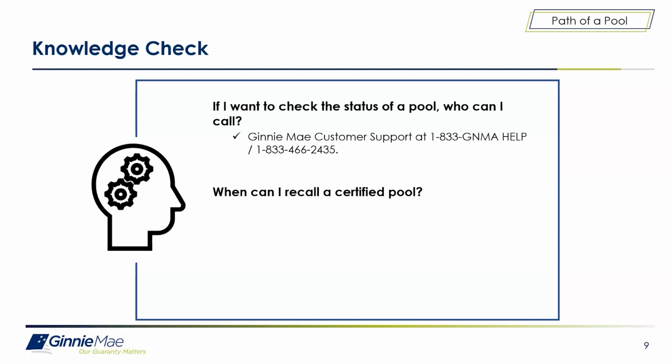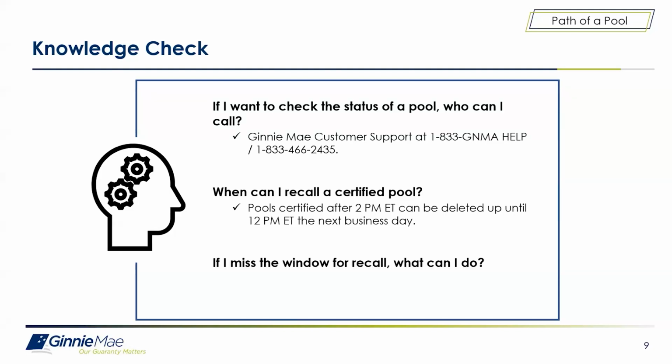When can I recall a certified pool? Pools certified after 2 p.m. can be deleted up until 12 p.m. Eastern Standard Time the next business day. So just want to keep that in mind. And next, some quick knowledge check. If I miss the window for recall, what can I do?